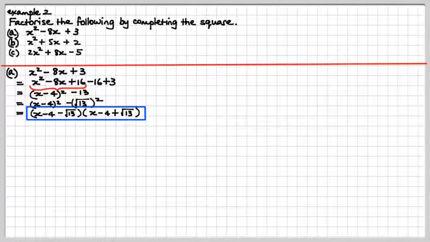For that. Alright, you see? It's not that hard really. Let's do b now. We're on a roll. Again, the coefficient of the x squared term is 1, so we don't have to worry about that first step of factorising out the coefficient.